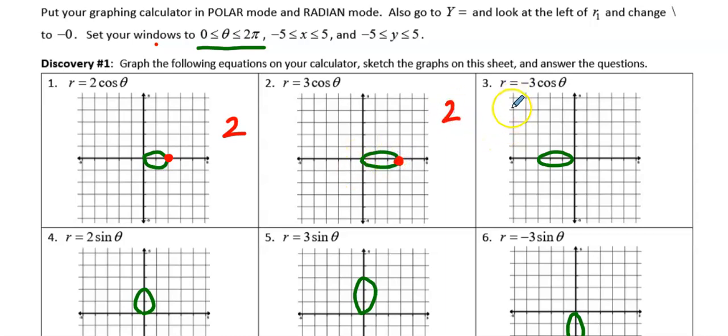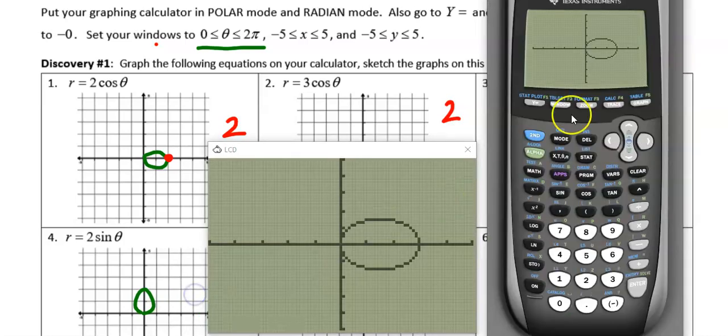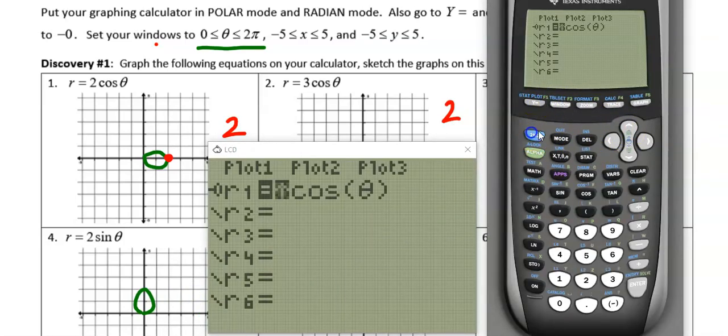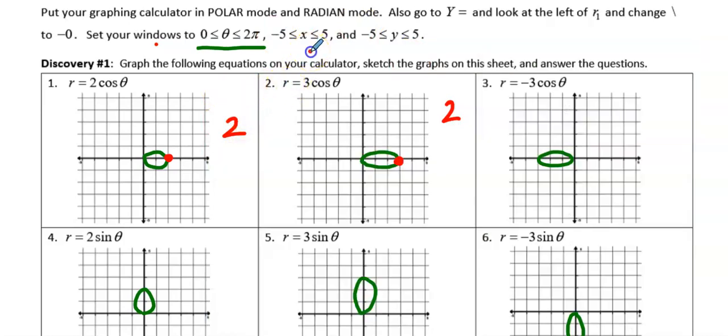So if we do negative 3, well, where do you guys think it's going to start? And you already know where it's going to start. So we're going to go Y, we're going to go ahead and insert our negative, and we're going to graph this thing, and no surprise, it starts on the other side, right? So it doesn't start at the pole, and yet again, it cycles through 2 times. So we're going to start over here, and then we're going to do 2 times.